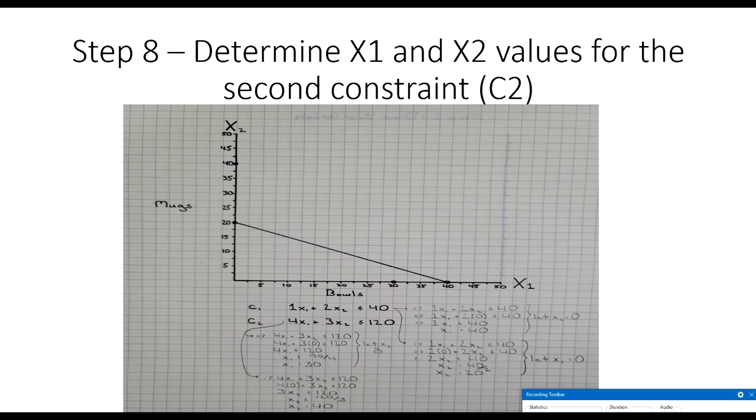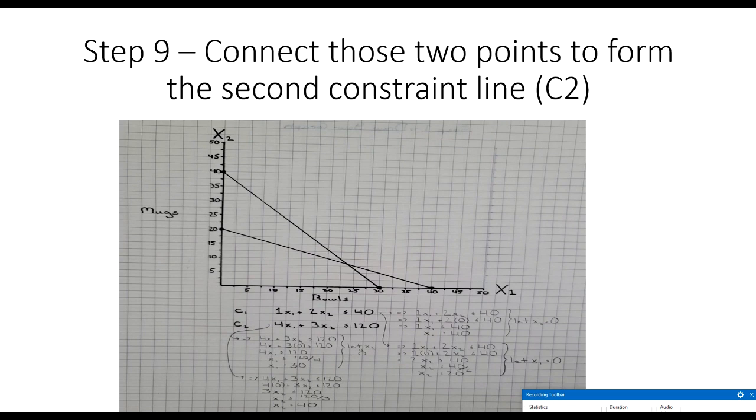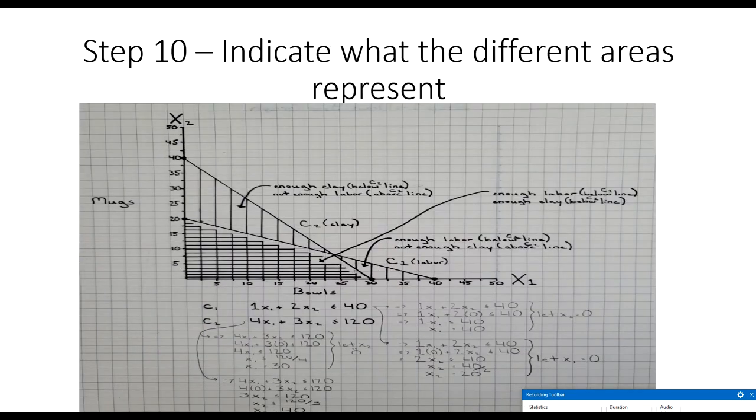So we have 2 more dots. The next step is drawing in the line that connects these 2 dots. So this line represents all the places where clay is fully used. The first line represented all the places where labor was fully used. The second line represented all the places where clay was fully used. Once we've drawn these 2 lines, because we had 2 constraints, we require 2 lines. We have 2 lines, we move to the next step, and this is where we indicate what the different areas represent.